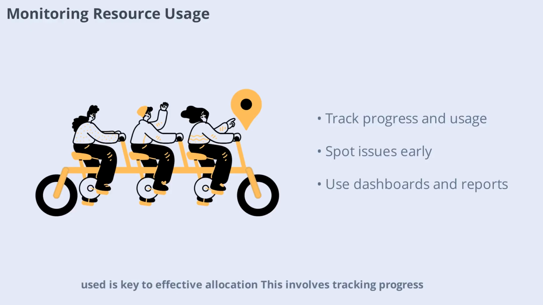Regularly monitoring how resources are being used is key to effective allocation. This involves tracking progress, identifying issues early, and making adjustments as needed. Tools like dashboards and reports can provide real-time insights, helping you stay on top of resource usage and avoid surprises.